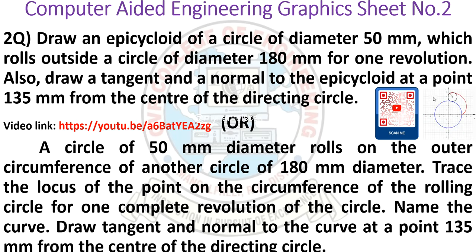In this sketch, the smaller circle has rolled 3 times, but here we are making only one complete revolution of the circle, and we have to draw the tangent and normal at 135 mm from the center of the directing circle.